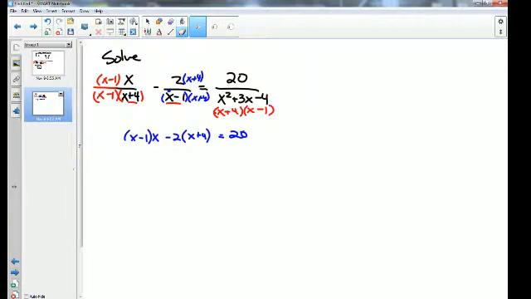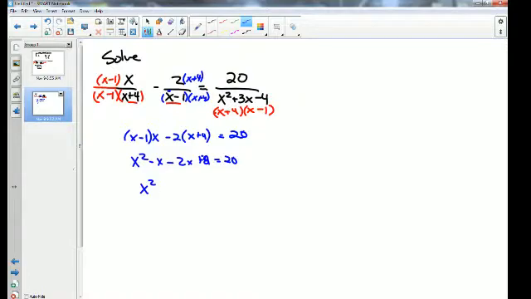And now we solve the equation. x squared minus x minus 2x plus 4 minus 8. Can you not add the negative x and the negative 2x? Yeah. x squared minus 3x.